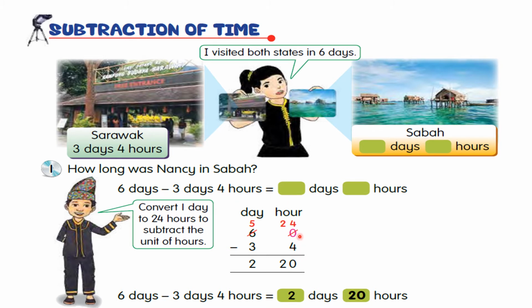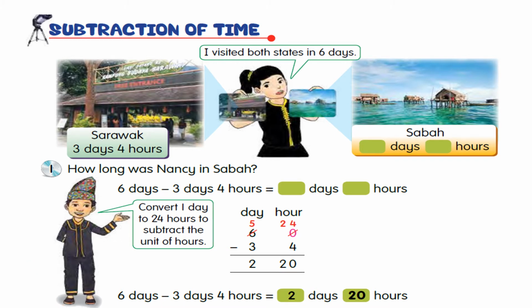So now you're going to minus. 0 cannot minus 4. So you're going to borrow from your day. Say 1 day, how many hours? 1 day, 24 hours. So here it should be 24 hours. That's why they write 24. So 24 minus 4, you get 20. Then this place 6. You give 1 day to the hours, right? So it becomes 5. So 5 minus 3, you get 2. So the answer is 2 days and 20 hours.